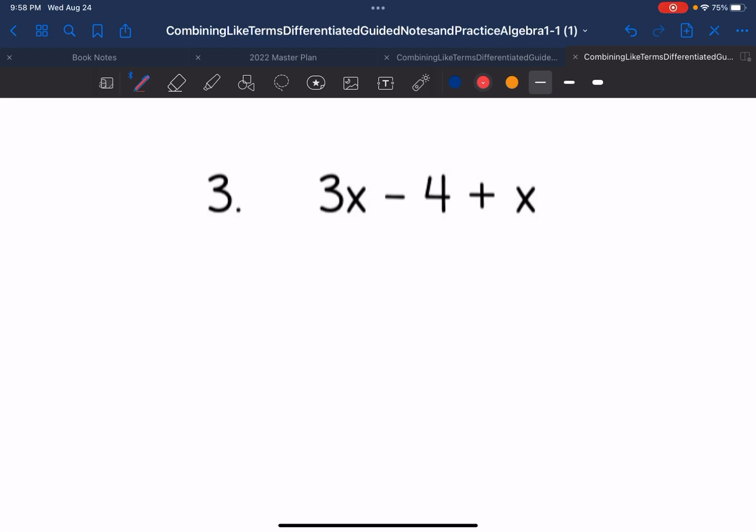All right, let's look at example number 3. 3x minus 4 plus x. All right, do you see any similar or like terms that we can combine?